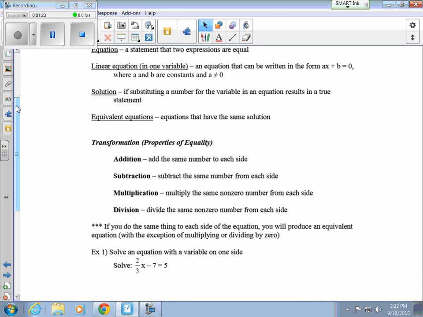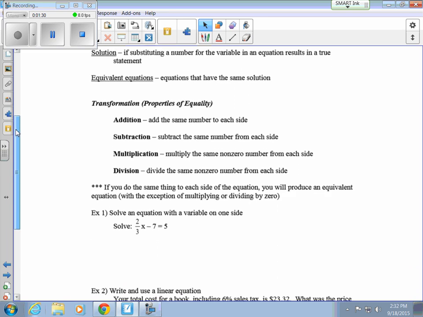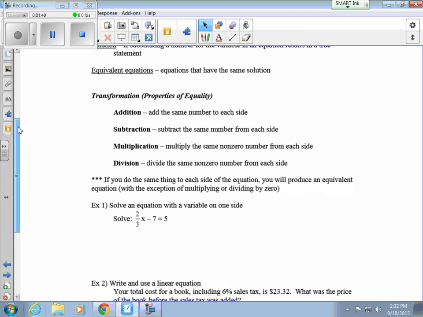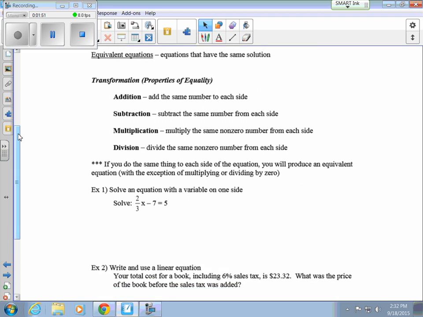Subtraction. You can subtract the same number from both sides of the equation. It will produce an equivalent equation. Multiplication and division are a little bit different because we can't use 0. So if we multiply both sides by the same non-zero number, we'll get an equivalent equation. And if we divide both sides by the same non-zero number, we'll get an equivalent equation. So if you do the same thing to each side of the equation, you will produce an equivalent equation, with the exception of multiplying or dividing by 0.